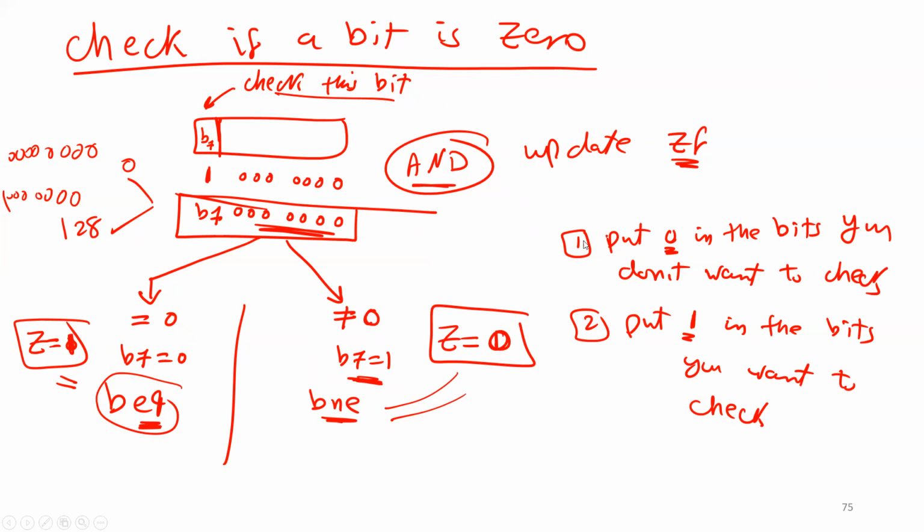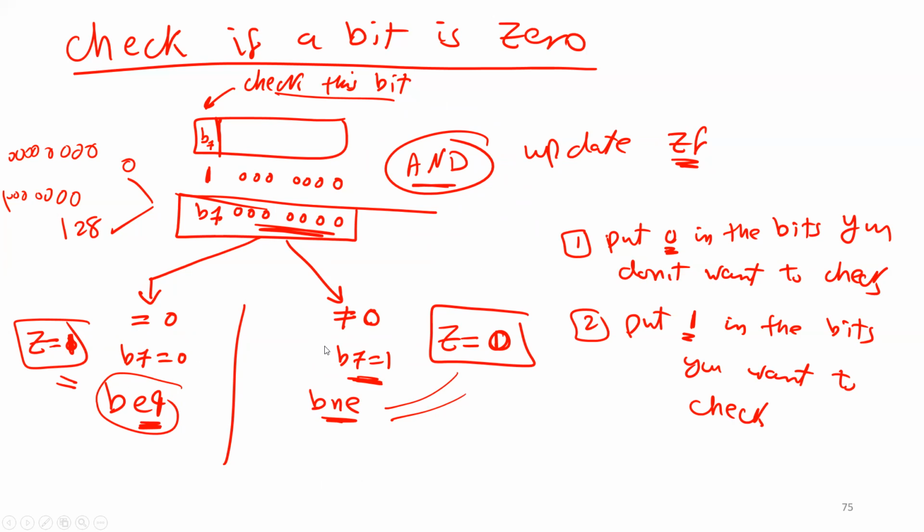Again, look at the logic. Number 1, if you want to check some bits, you have to use AND. Number 2, you have to select this number. You have to do AND with this number. In this number, I have to clear the bits I don't want to check. And the bit or bits I want to check, I'm going to put 1, as you see here. And then after this instruction, I'm going to check the 0 flag.